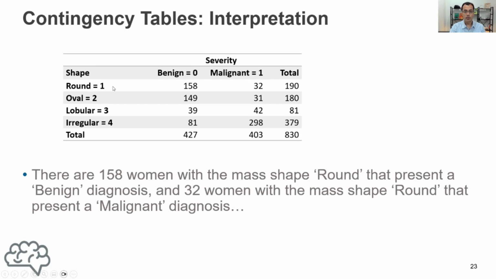The way that we read this table is we have 158 patients with a mass of shape round of the type benign, and we have 32 patients with a mass of shape round and of type malignant. And this type of table is important because, as we can see here, if the shape is round, in most cases the severity is benign. By contrast, if we look at the frequency distribution of shape irregular, we see that in most cases that the shape of the mass is irregular, we have a malignant severity for that patient.